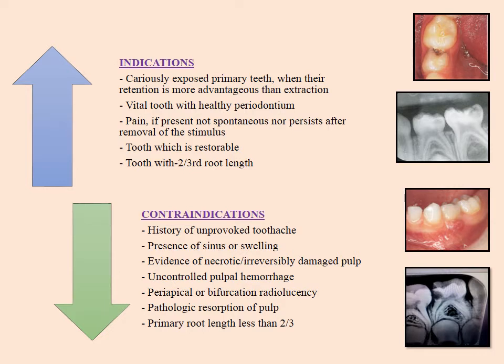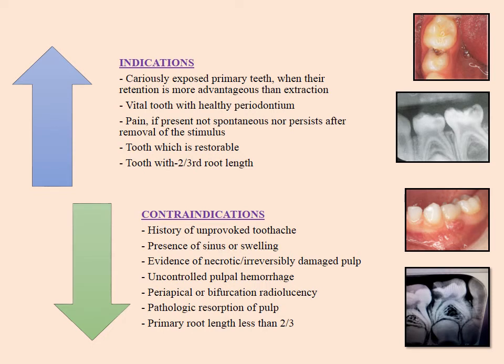Pain, if present, which is not spontaneous nor persists after the removal of the stimuli. So if the patient is giving a history of pain which is not spontaneous and does not persist after the removal of stimulus, fine. If the pain persists after the removal of stimulus, it indicates that the inflammation has reached the root. If the tooth is restorable, then again we do pulpotomy. Tooth with 2/3 of root length present is indicated for pulpotomy.